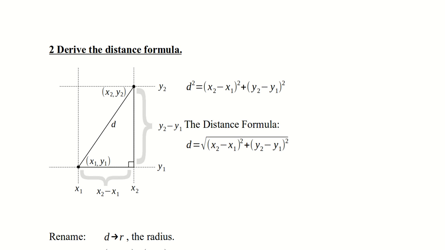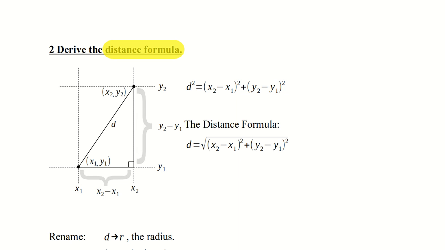Okay, our second objective is to derive the distance formula. And the distance formula comes to us from the Pythagorean Theorem. It comes to us from looking at the base and the height, and of course that shortest path, d, the hypotenuse, or what we were just calling the radius.